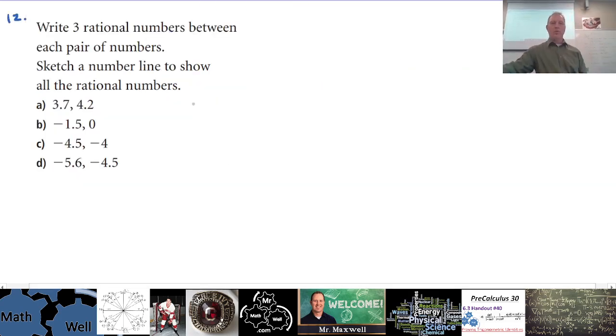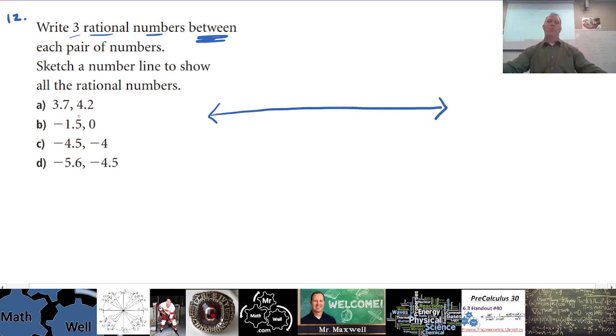Okay, so what about number 12? 12 says write 3 rational numbers between each pair of numbers. Sketch a number line to show all the rational numbers. So I wonder if that's for the whole question. I suppose it could be. You could write one number line for all of these, perhaps. You could do a separate number line for each question too. I'm not really 100% sure what they're wanting there.